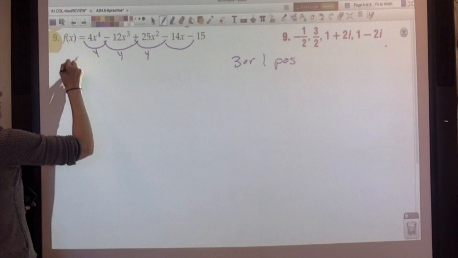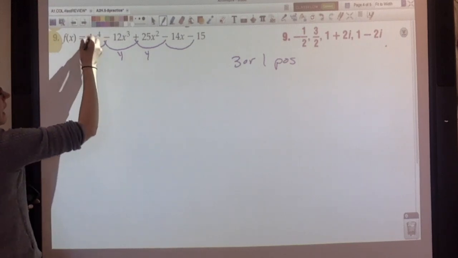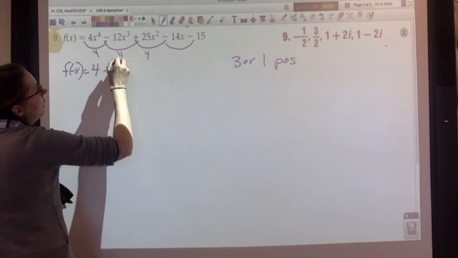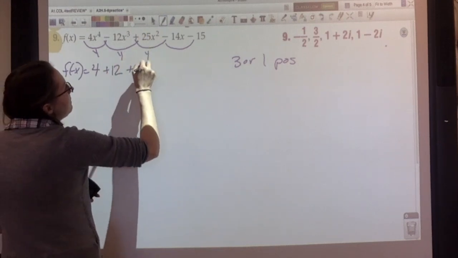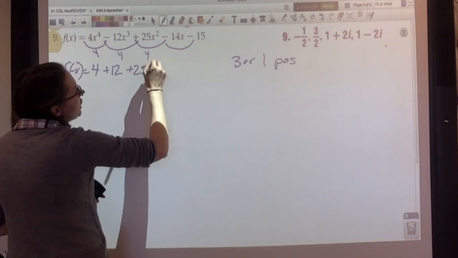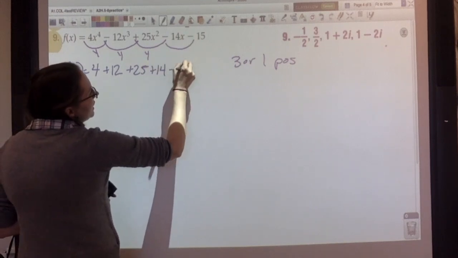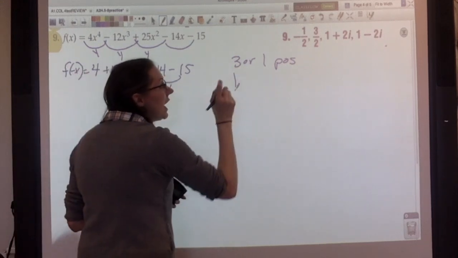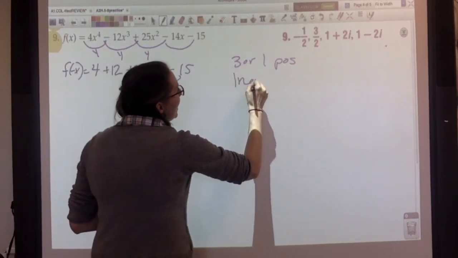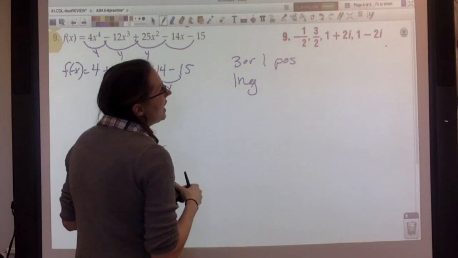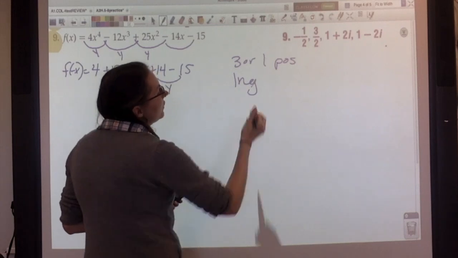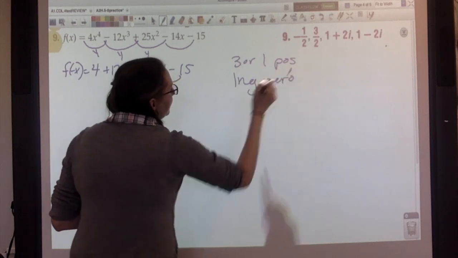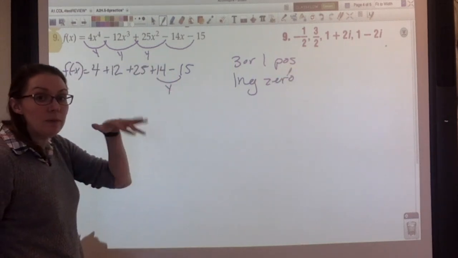I'm going to do f of negative x. So even power, it's going to stay the same. Odd power, it's going to change. Even power, it's going to stay the same. Odd power, it's going to change. And that's going to stay the same. So if I look, the only sign change is here. I am definitely going to have 1 negative, okay? 1 negative. So I'm guaranteed a positive, I'm guaranteed a negative.